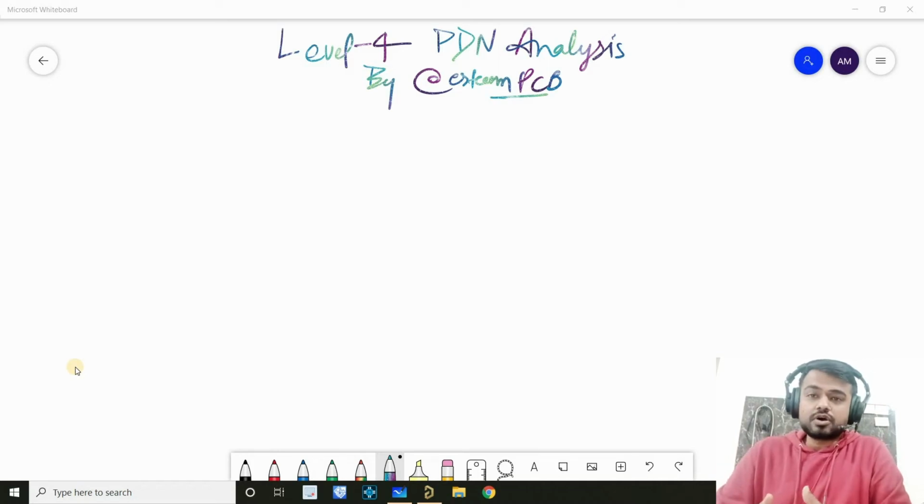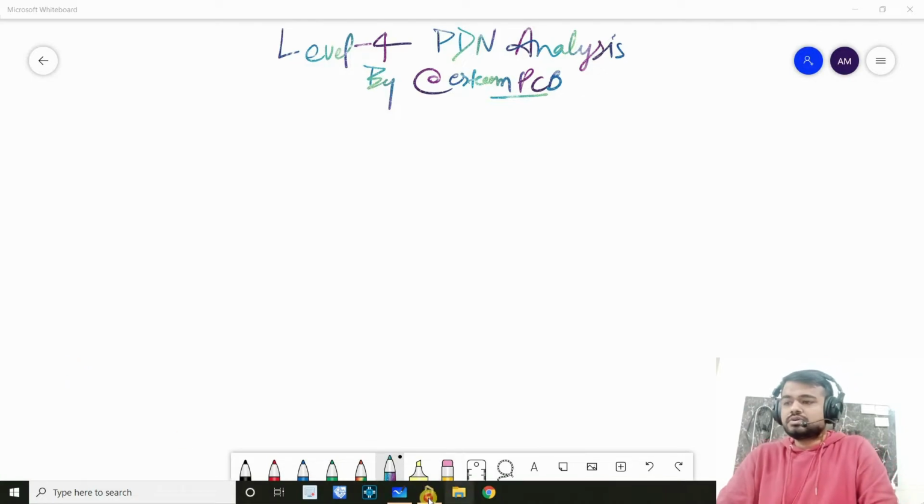So this is level 4 of power distribution network analysis, and it is a kind of mixture of whatever we have discussed on all the 3 levels, and we're going to sum up with a really complex power distribution network analysis. And before starting and before going for power budget, let's discuss the schematic and its layout.